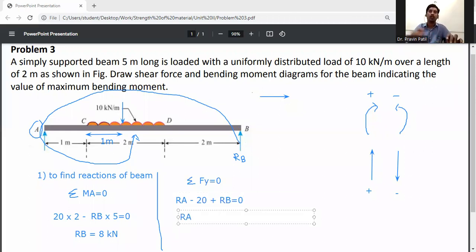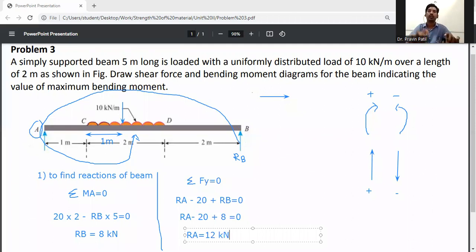So the unknown is RA. RA minus 20 plus RB, which we have calculated as 8, is equal to 0. So we get the reaction at A, RA, is equal to minus 20 plus 0. It will be positive on the right side.